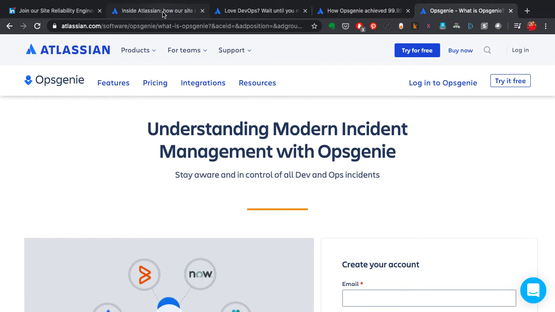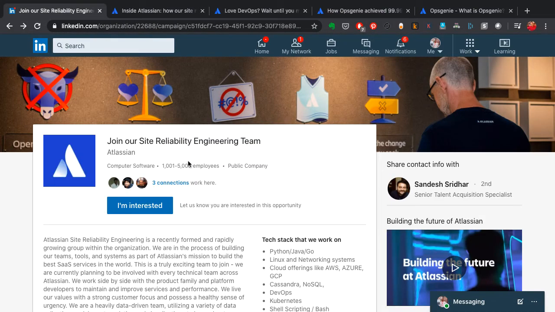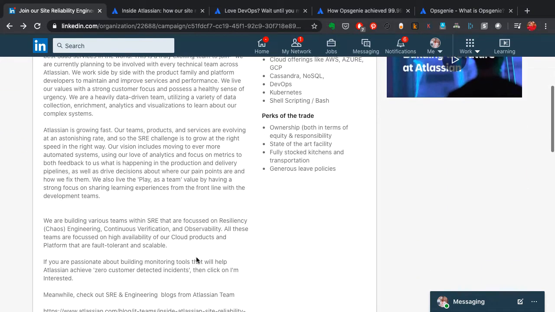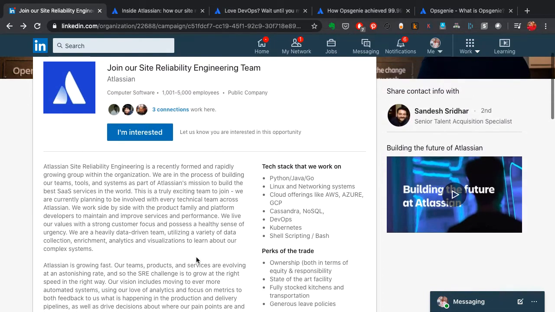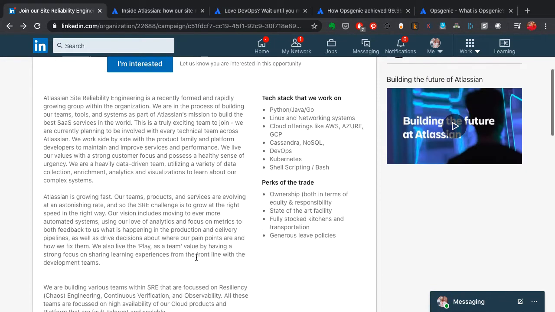Now, Atlassian is also one of the very good companies, a product company at that, to work for. A site reliability position there would be an elite position, I would say. So let's quickly analyze what they are asking for in an SRE.